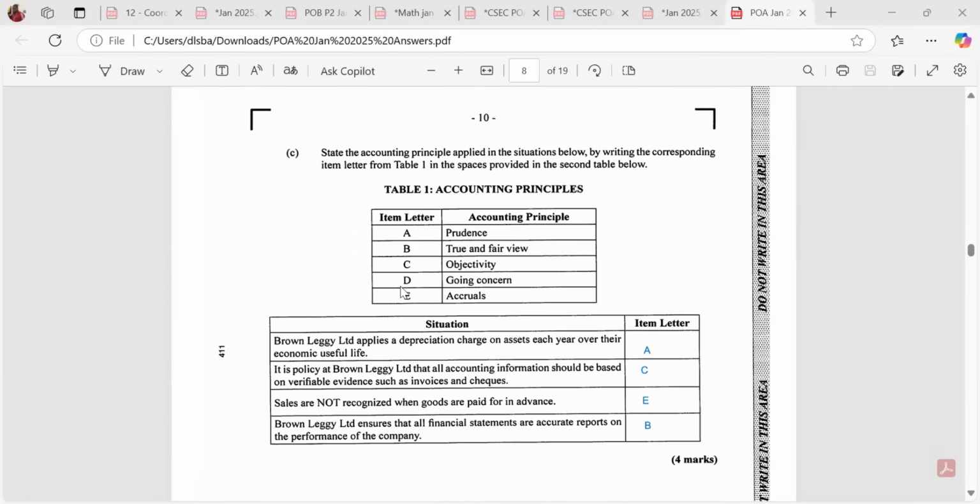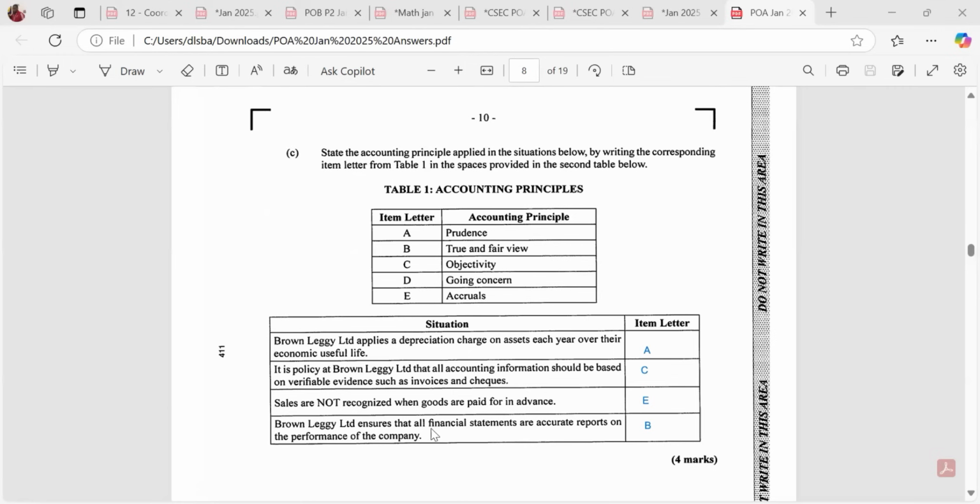They put 5 accounting principles, but only 4 situations, so you won't be able to automatically guess one. Because if you get 4 out of the 5 and just 1 remains, and it's 5 situations, you obviously know where the 5th one goes, right? A true and fair view is exactly what they have in the last one.